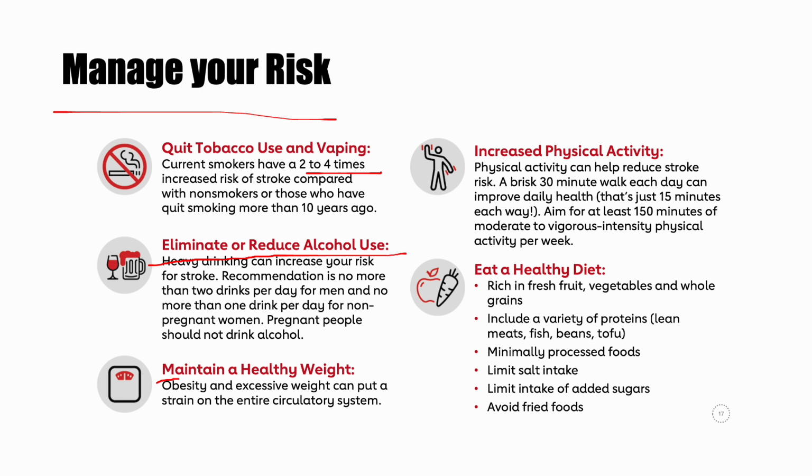Maintain a healthy weight. Obesity and excessive weight can put a strain on the entire circulatory system. So by having a healthy weight, you are basically helping your body relax and you are not putting unnecessary pressure on the circulatory system. Now, if you increase your physical activity, that can help reduce the stroke risk. A brisk walk of 30 minutes can improve daily health. And diet. The diet is very important. The diet should be rich in fresh food, include a variety of proteins, use minimally processed foods, limit your salt intake, limit intake of added sugars, and avoid fried foods. So these will help reduce the risk of stroke.